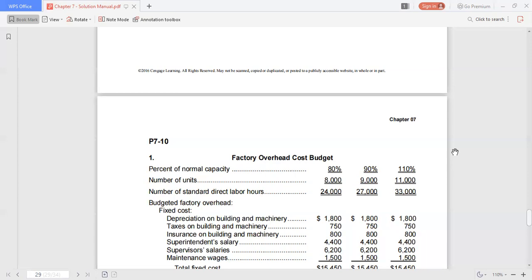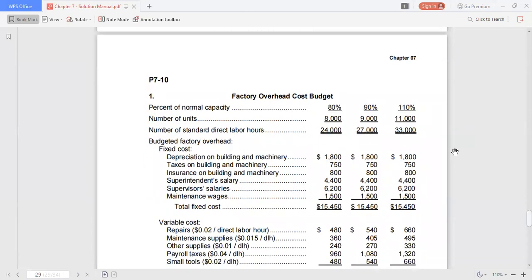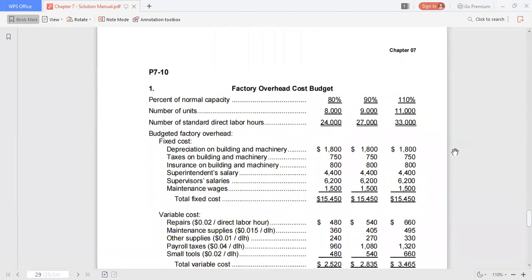For the fixed cost, given our depreciation, 1,800, taxes, 750, insurance on building and machinery, 800, superintendent salary, 4,400, supervisors' salaries, 6,200, and the maintenance wages, 1,500, giving the total fixed cost of 15,450 at all capacity levels.